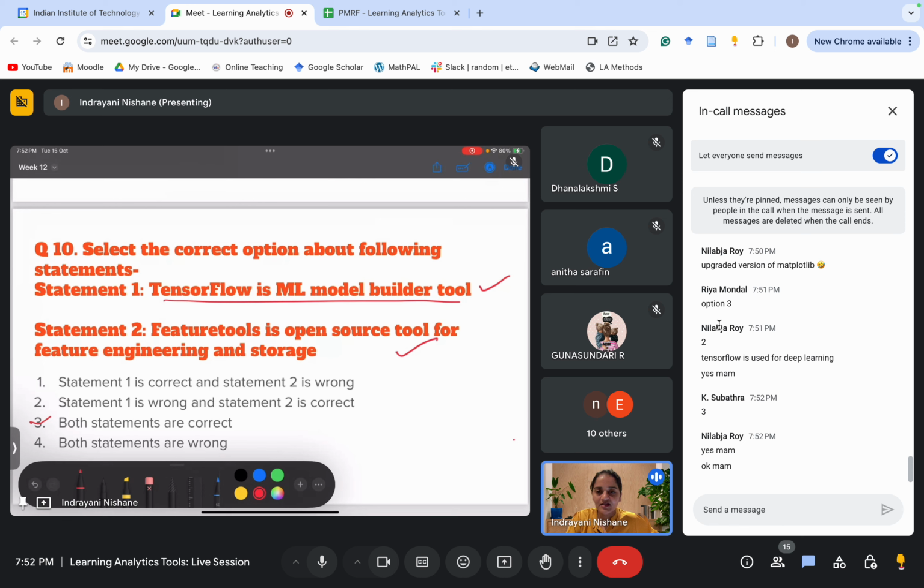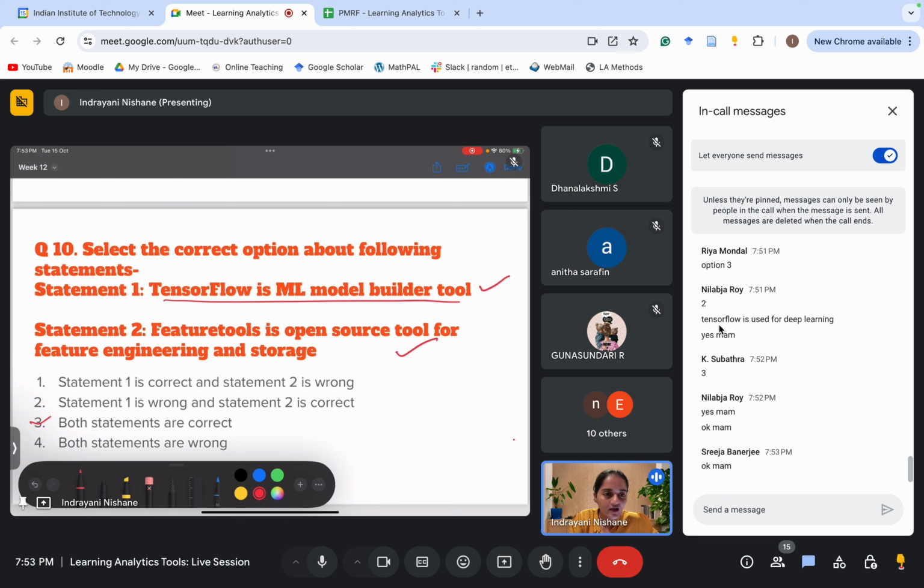Because deep learning is still under the umbrella of machine learning, right? It's a specialized branch of machine learning. So TensorFlow still deals with machine learning. So this statement is correct. Any doubts in this particular question?